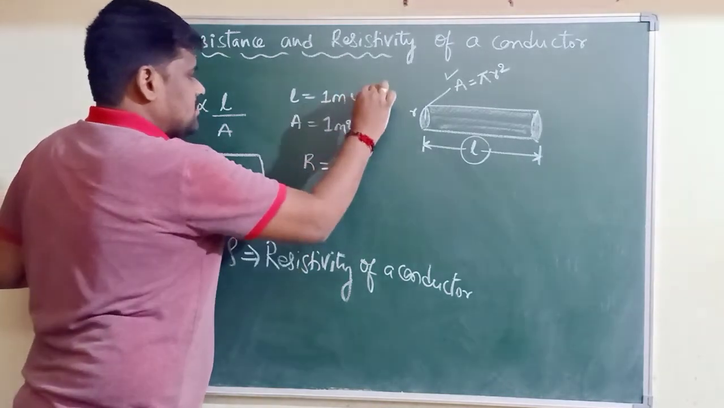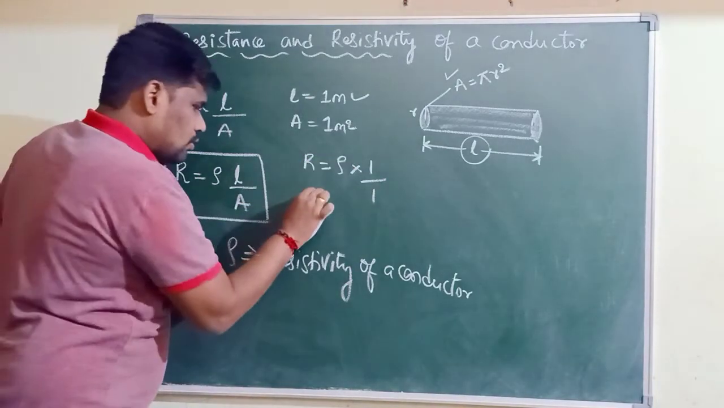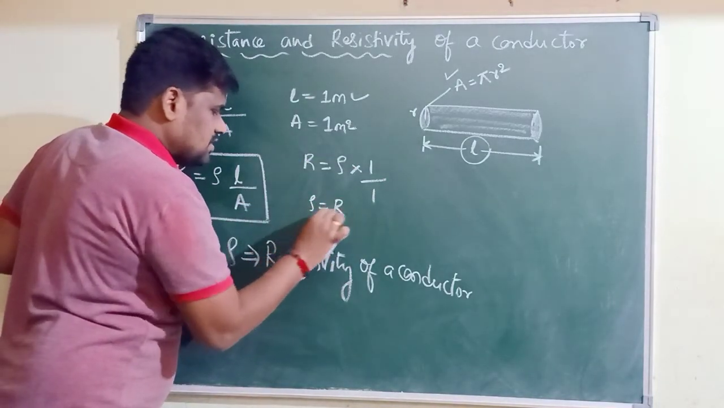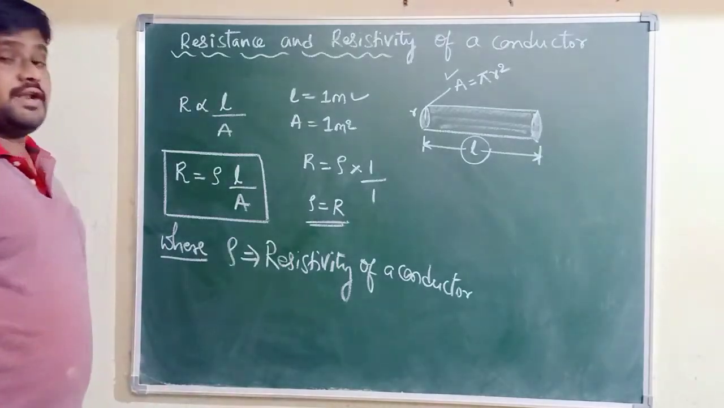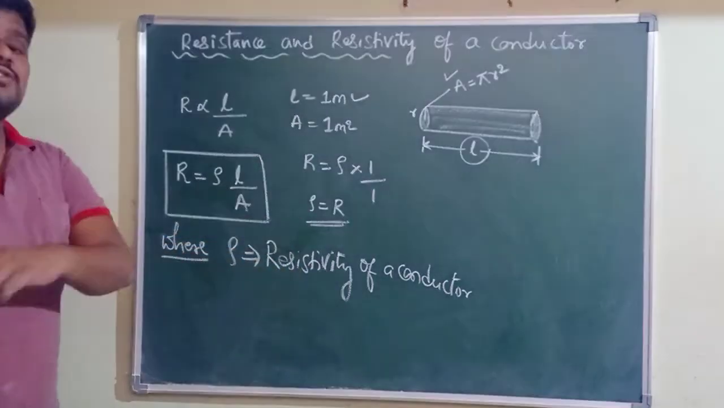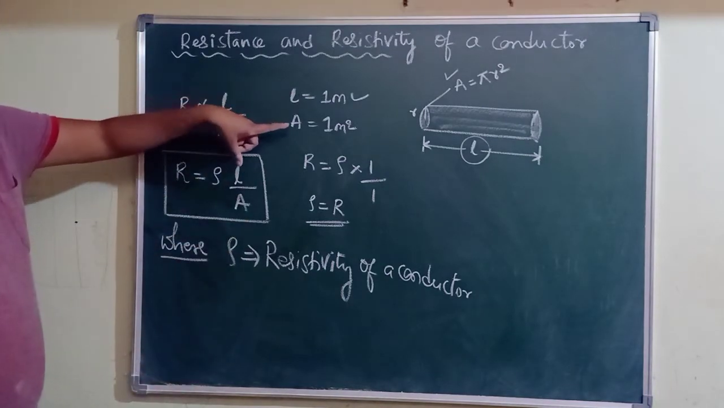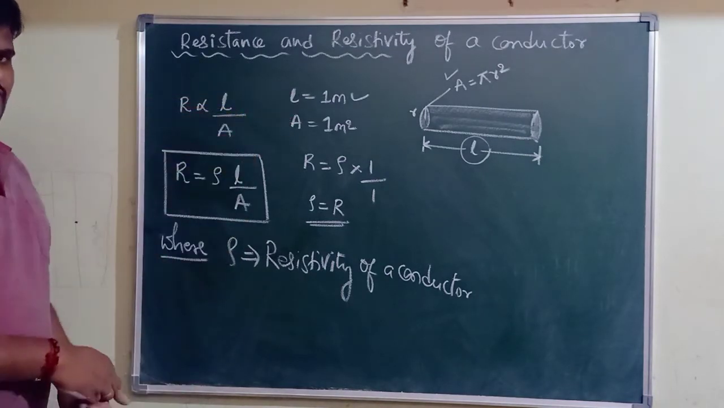L is taken as 1 here. A is also taken as 1. Then rho is equal to R. What is the meaning of rho equals R? Resistivity is equal to the resistance of a conductor of unit length and unit area of cross section.